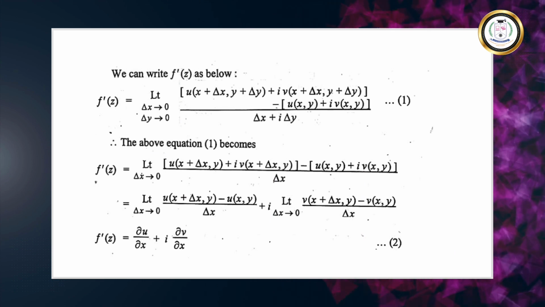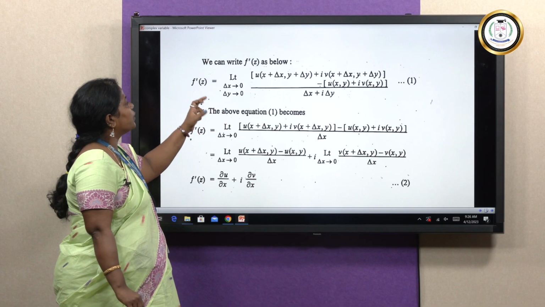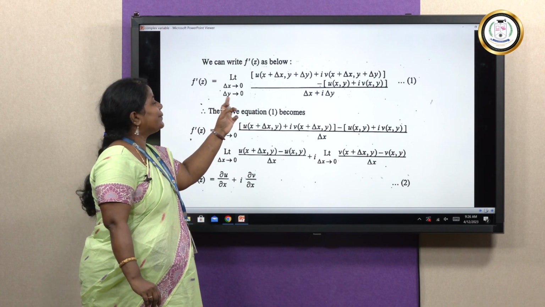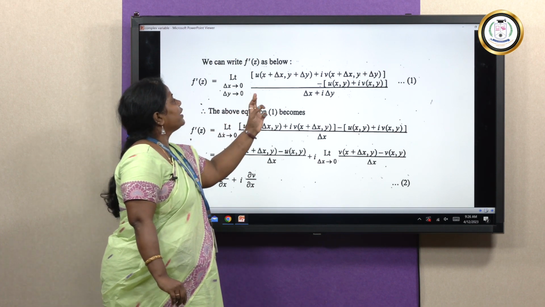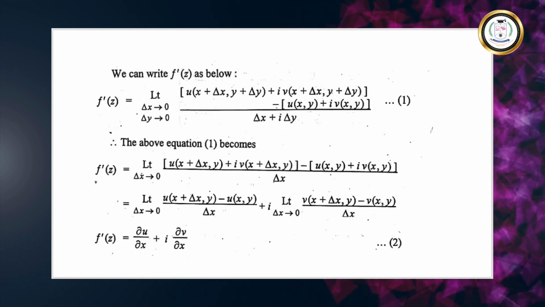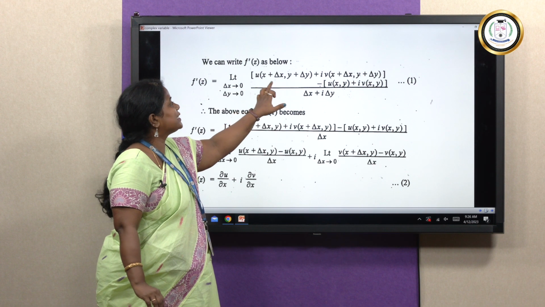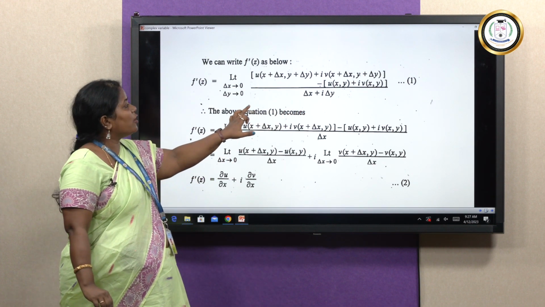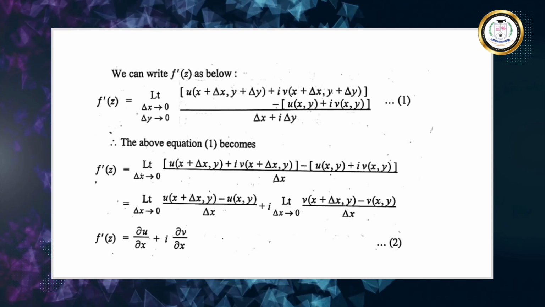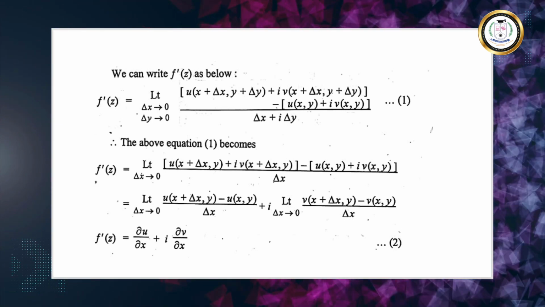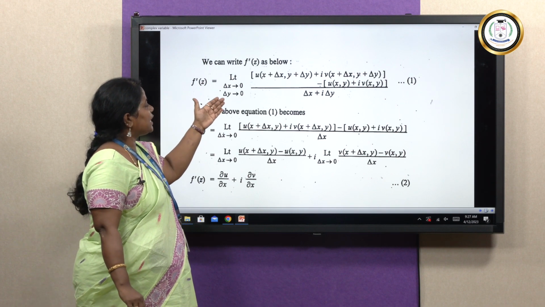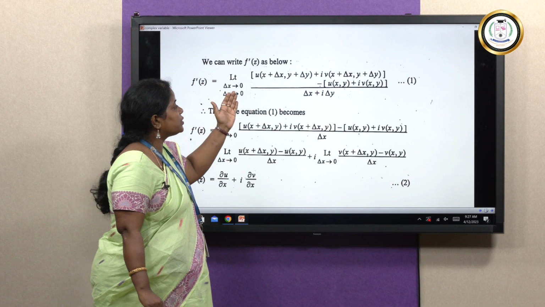Now we know that f'(z) is equal to, with delta z tending to 0, that is delta x tends to 0 and delta y tends to 0, the real part tends to 0 and the imaginary part tends to 0: the limit of [u(x + delta x, y + delta y) + i v(x + delta x, y + delta y) - u(x, y) - i v(x, y)] whole divided by delta x + i delta y. We call this equation 1.